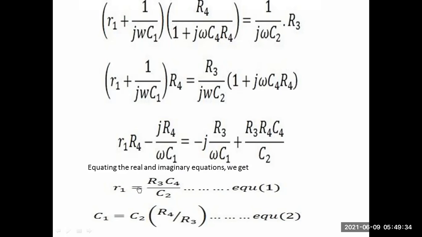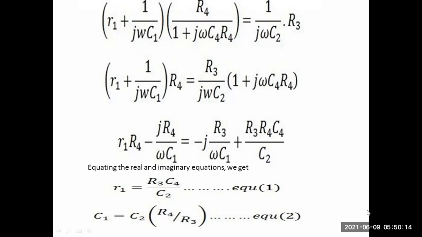Now j is there. So j is the imaginary part, and the part which does not have j is the real part. When you equate the real part first, we can see R1 and here R3 R4 C4 by C2. So R4 gets cancelled. R1 is equal to R3 C4 by C2. This is equation number 1. Now, when you equate the imaginary part, we get C1 is equal to C2 into R4 by R3. This is the capacitance value that we have obtained by using this Schering bridge apparatus.